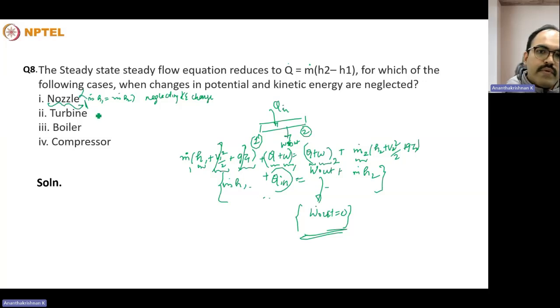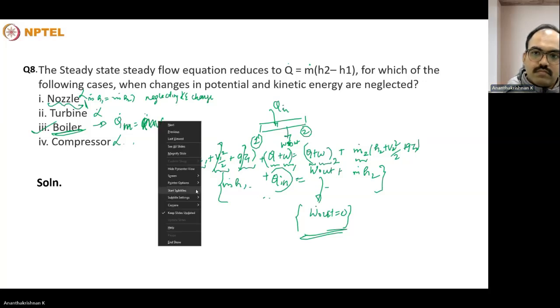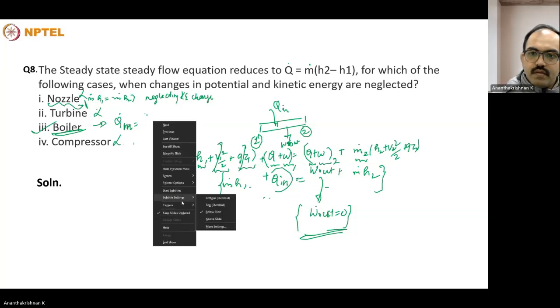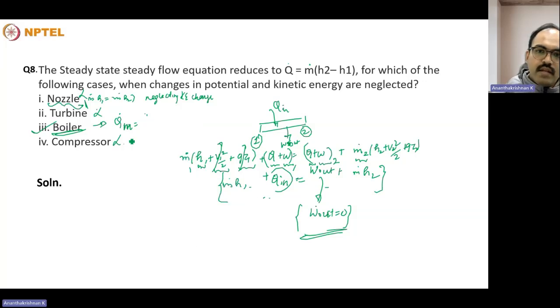Then the turbine, we know it's a work producing device, so that's wrong. Then the compressor, a work input device, so it can't be right. So the only option available is heat in boiler. In the boiler, the heat input will be equal to m dot into the enthalpy change, m dot into h2 minus h1. So this is the right option.